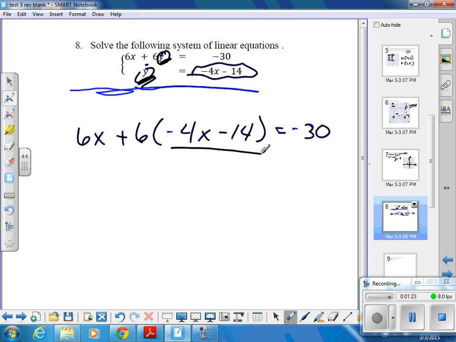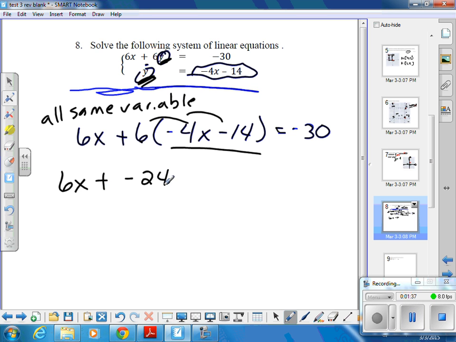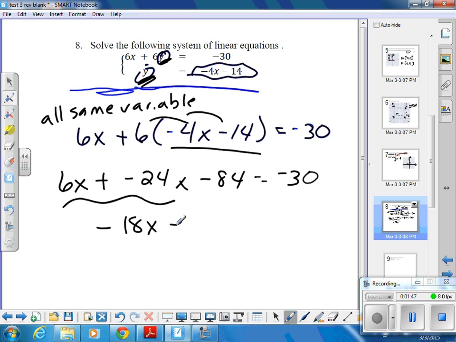You know you did it correctly because you have all the same variables. You don't have any y's and x's in here at all. Now, I'm going to distribute that in, and I get 6x plus negative 24x minus 84 is equal to negative 30. Now, combine these two like terms, which is possible. You get negative 18x minus 84 is equal to negative 30.